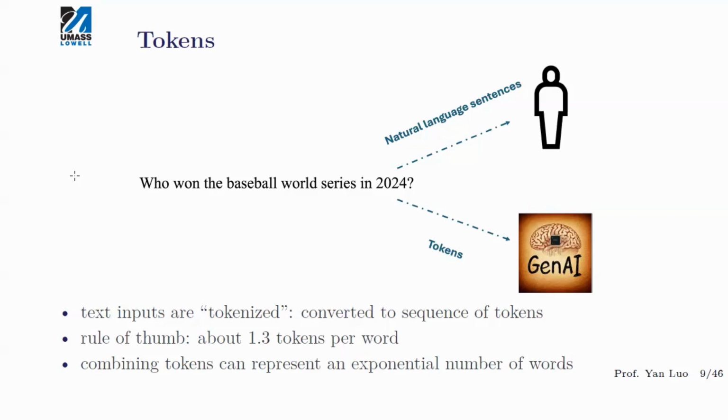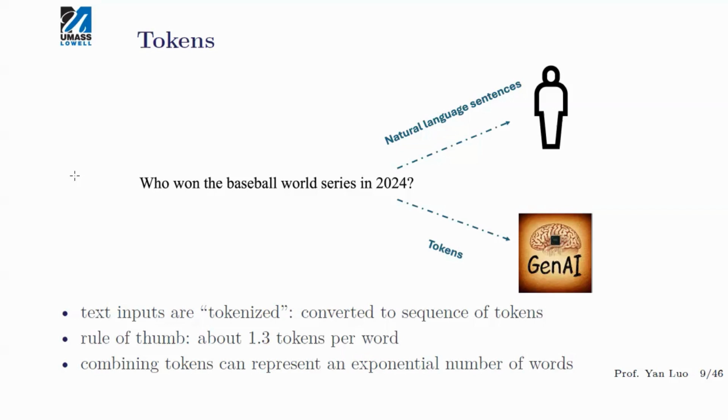And the text inputs are tokenized. So it will be converted into a sequence of tokens using a method that we'll talk about. But you can now assume that whatever text input you are putting in will be tokenized. So it will be small chunks that will be taken as an input to the large language model. So that's the input side.